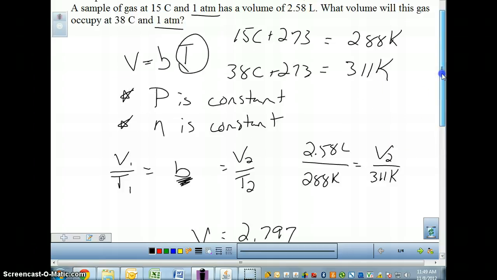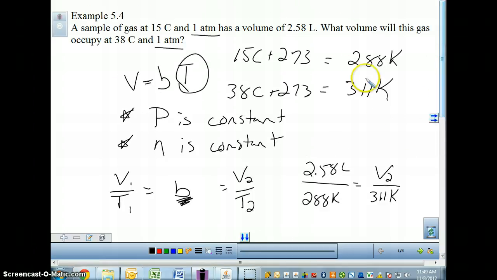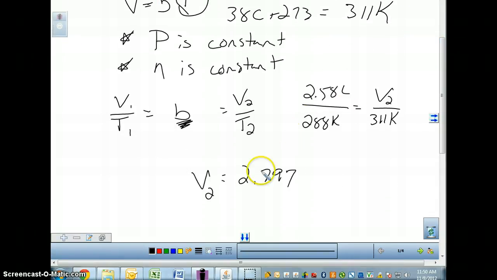We have a gas that starts out at this temperature and ends up at this temperature. That means that the temperature has increased. When the temperature increases, those gas particles start moving around faster. They're hitting the sides of, in this case in my mind, a balloon faster. As they're hitting the balloon, they're making the balloon get bigger. So our volume ends up being a little bit bigger than our original volume. And it is 2.79 liters. I'm not sure why I wrote a 7 there.